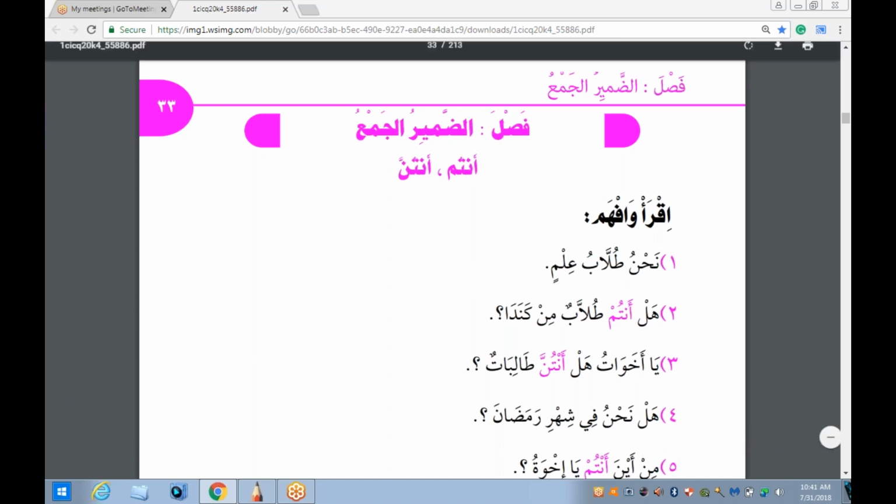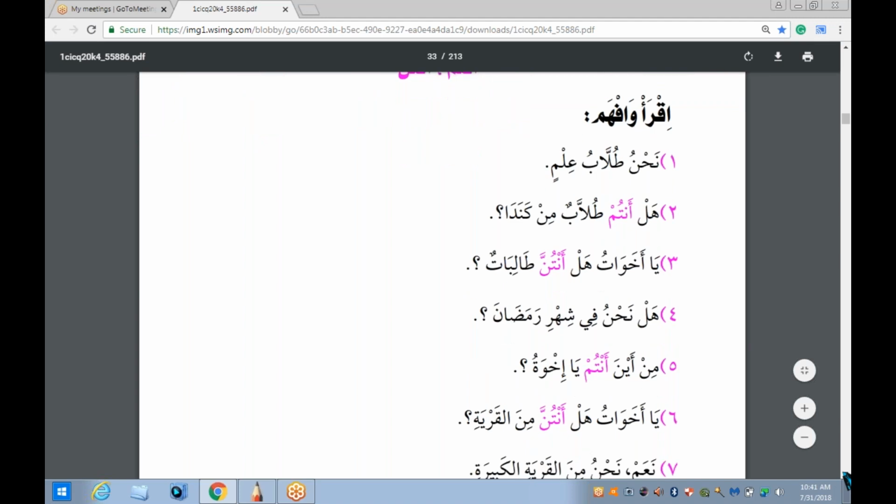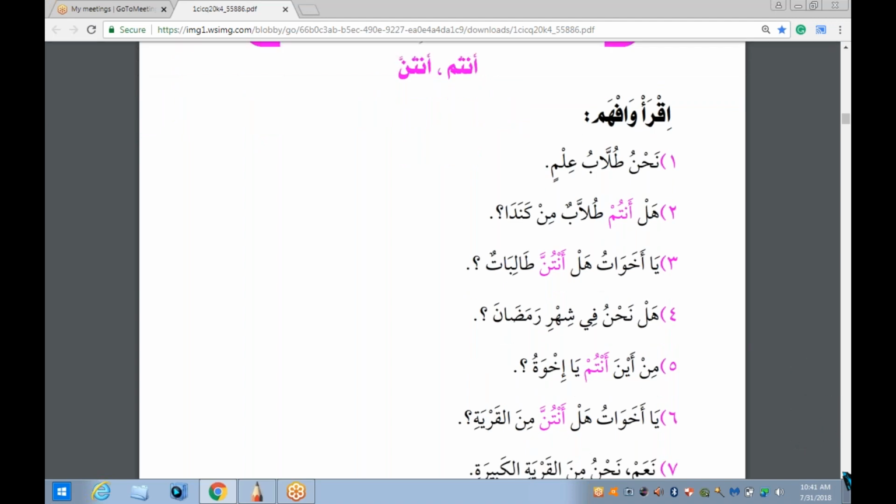هل نحن في شهر رمضان? Are we in the month of Ramadan? That word shahr, it shouldn't be a kasra on the sheen. It should be a fatha on the sheen. Shahri. There should be a fatha on the sheen. We're on number 4. هل نحن في شهر رمضان? Are we in the month of Ramadan?